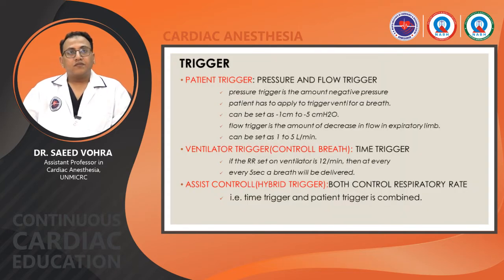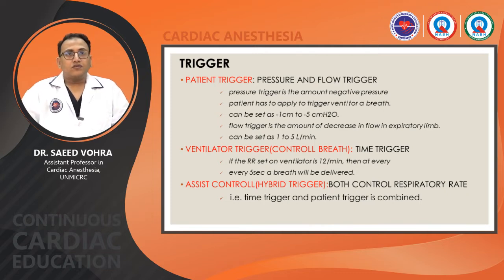Now, trigger. The trigger basically is of 3 types: patient trigger, ventilator trigger which guides the controlled breath, and assist control trigger, which is a hybrid trigger, a combination of patient trigger and ventilator trigger. Patient trigger can be further divided into pressure trigger or flow trigger. Pressure trigger is the amount of negative pressure the patient has to apply to trigger the ventilator for a breath. It can be set from minus 1 cm of H2O to minus 5 cm of H2O. Flow trigger is the amount of decrease in flow in the expiratory limb, and can be set to 1 to 5 liters per minute.